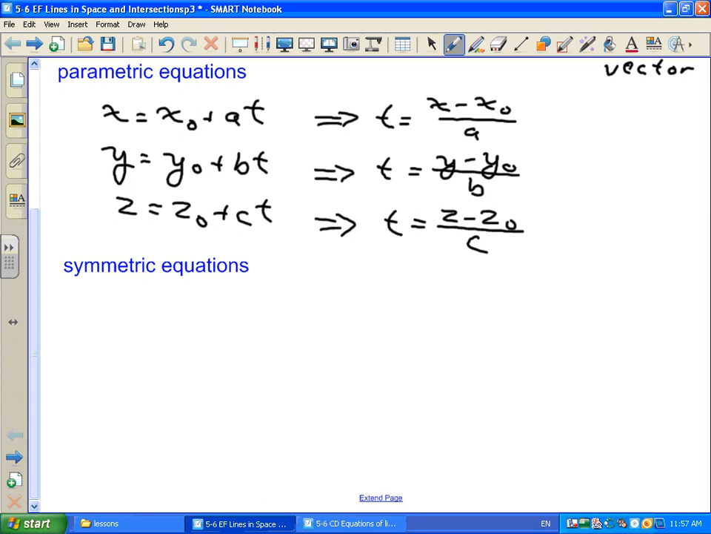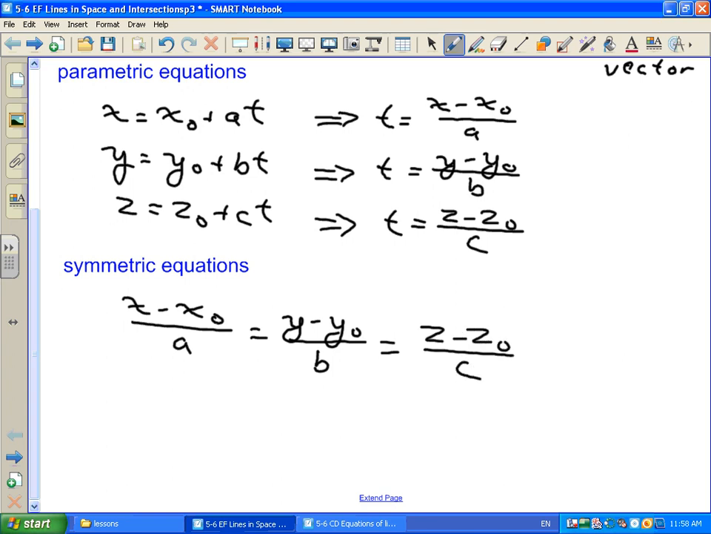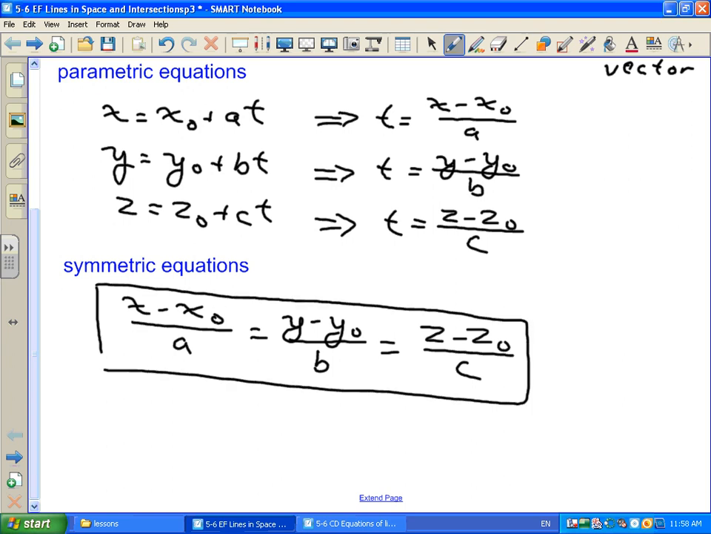Because each of these expressions is t equals something, and the value of t has to be the same in each of these parametric equations to specify a particular point, we can take all of these and write them as being equal to each other. So we get x minus x naught divided by a is equal to y minus y naught divided by b, which is in turn equal to z minus z naught over c. And when we write it like this, these are called the symmetric equations for this line. Okay? So it's just another way of writing the exact same thing that we saw before.